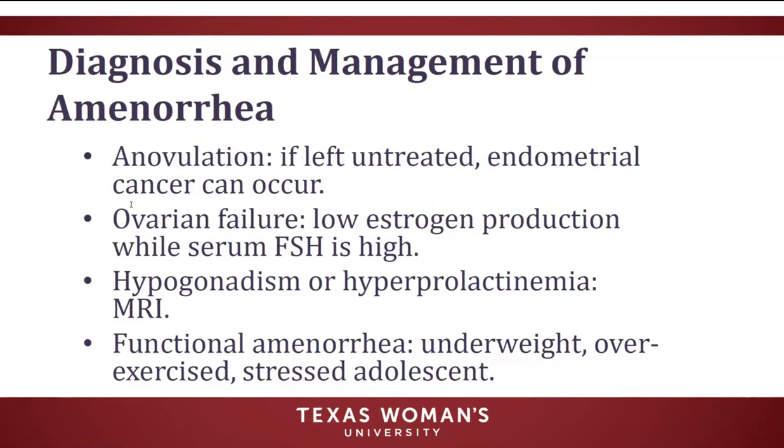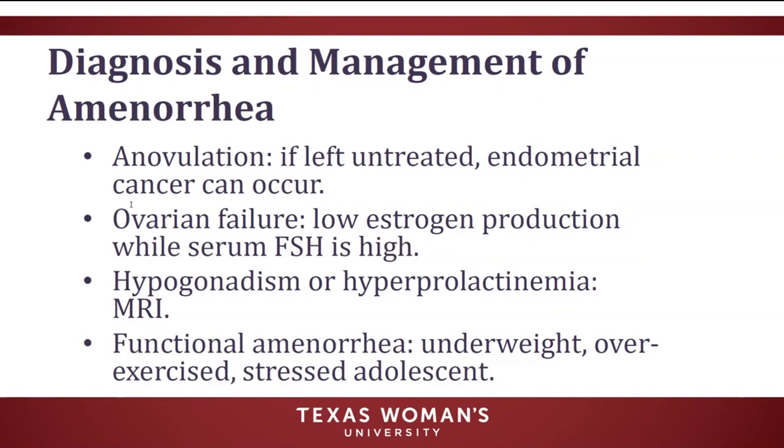Anovulation is what we talked about, where endometrial cancer can occur. If you don't ovulate, you don't menstruate. If you don't menstruate, you don't ovulate. So that cycle left untreated can cause many, many problems. So in someone who has chronic anovulation, and we'll talk about the reasons that happens, that is always something that we need to fix. Again, ovarian failure.